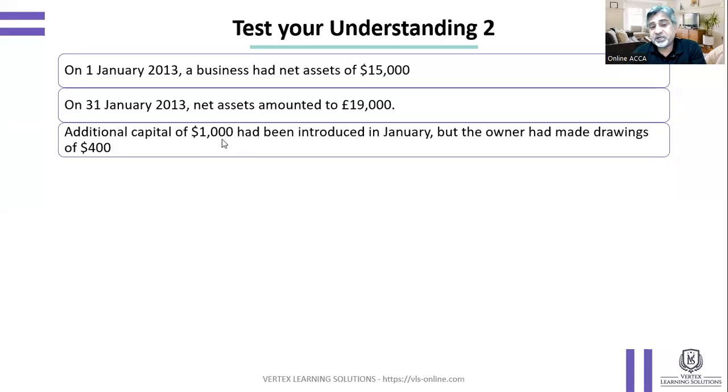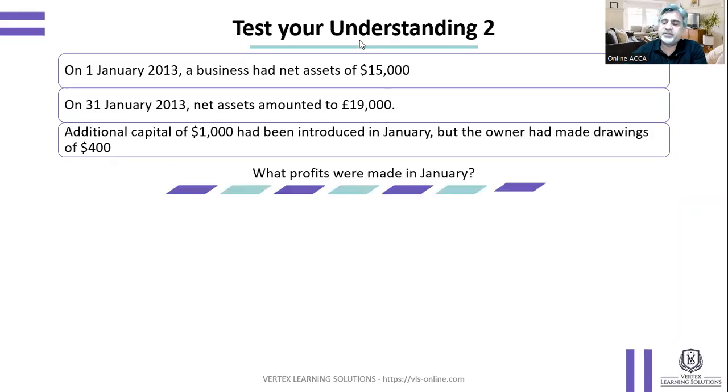So additional capital is there. Drawings, they have changed from 700 to 400. What profit did they make in January? Now, before I go into the equation, in the equation you can do it in 2 minutes, okay? Putting the numbers in the equation is not difficult, but I want you to understand it mathematically or logically.